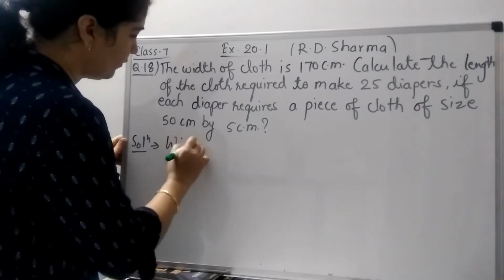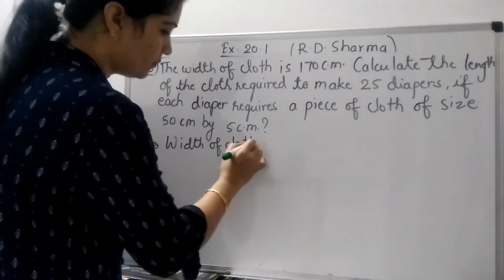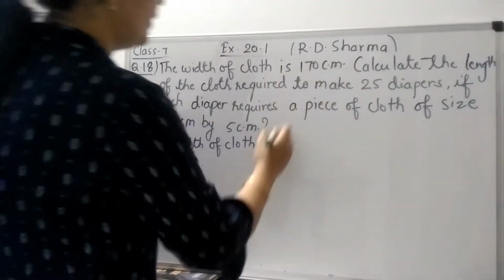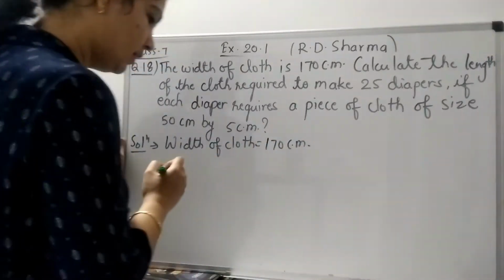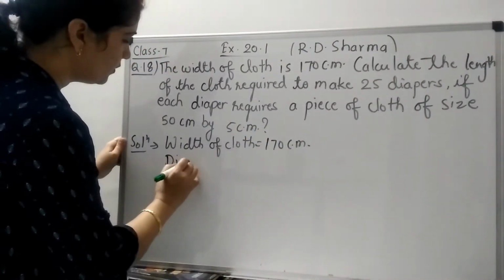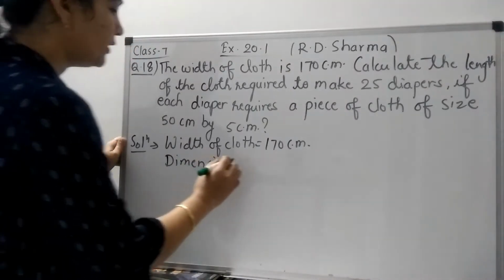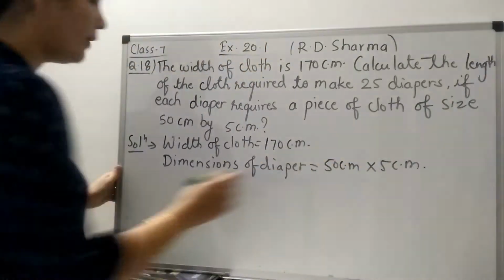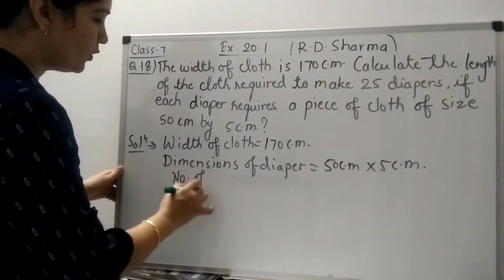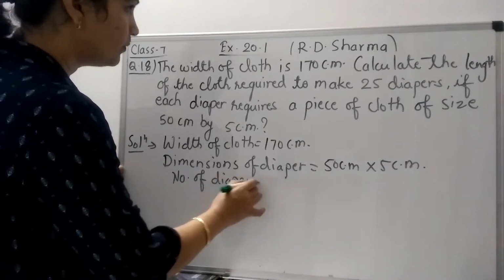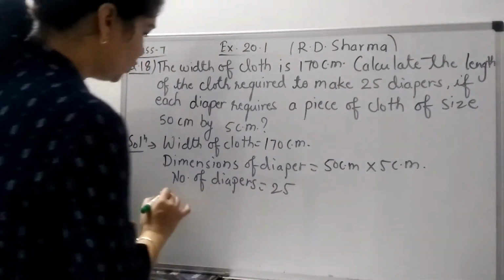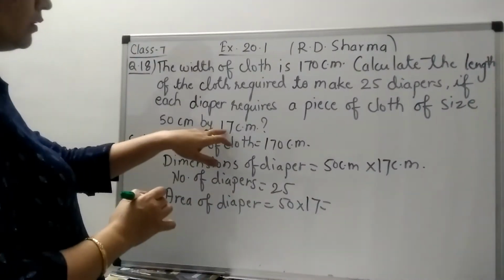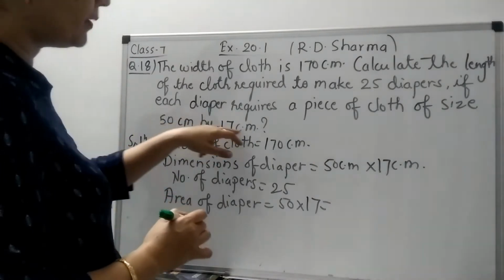Width of cloth is given. Width of cloth is 170 centimeter. And then dimensions of diaper, 50 centimeter multiplied by 5 centimeter. This is the dimension. Number of diapers is also given. There are 25 diapers. So area of diaper will be, here dimensions of diaper are 50 centimeter by 17 centimeter.